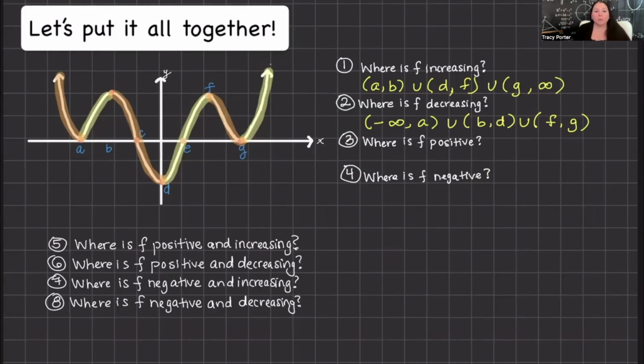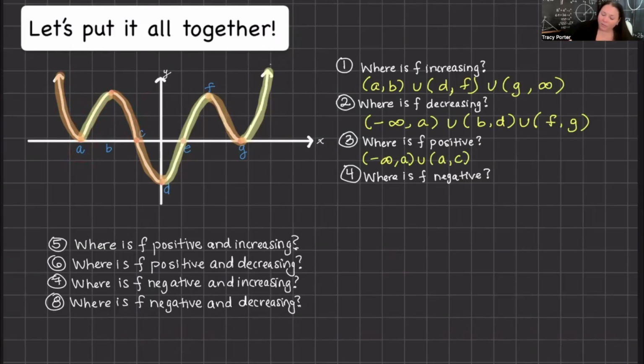So now we're going to look at where it's positive. Positive means we said above the x-axis. So positive would be all of this, right? But it does not include A and it cannot include C. So we're going to say that it's positive from negative infinity to C, but you have to take out the A. So we'll say negative infinity to A, and then again from A to C.